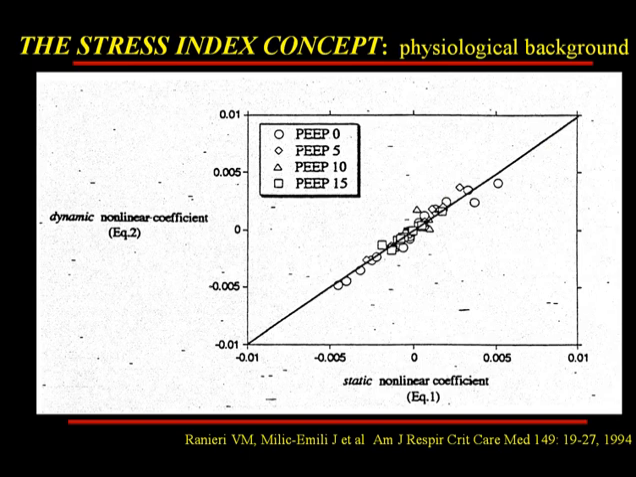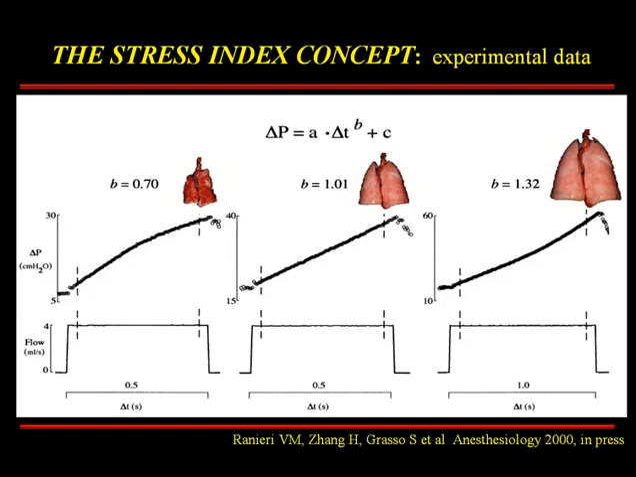Can we then use this approach to estimate the amount of stress, as was defined by the previous speakers, that mechanical ventilation is imposing to the lung of a patient during acute respiratory distress syndrome? This is an animal model that we developed during my sabbatical in Art Slutsky's lab, a couple of years ago now. This is an isolated, non-perfused model of acute lung injury.